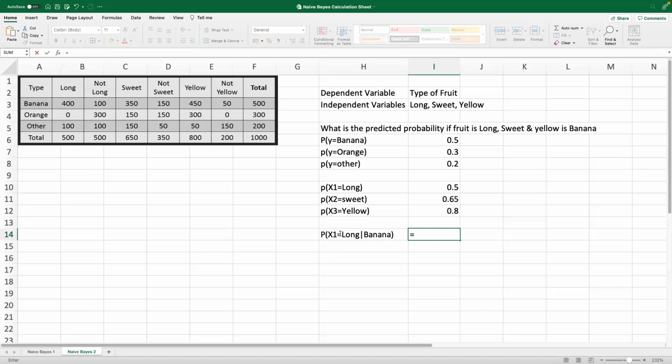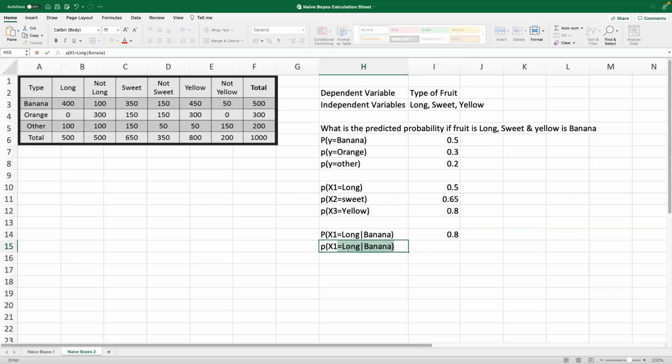Long and banana. So how many longs are there? 400. What is the total of bananas? 500. Right? So 400 divided by 500. So long is 400, total bananas is 500, 400 by 500.